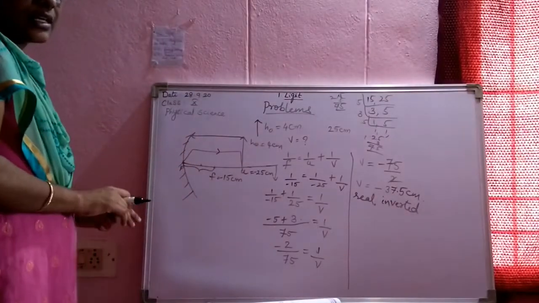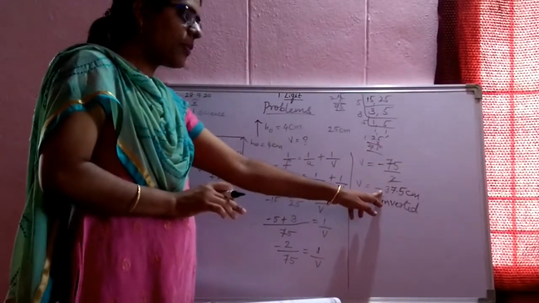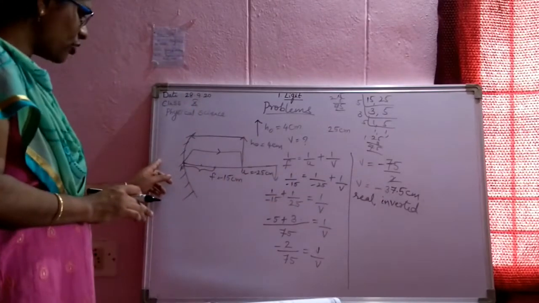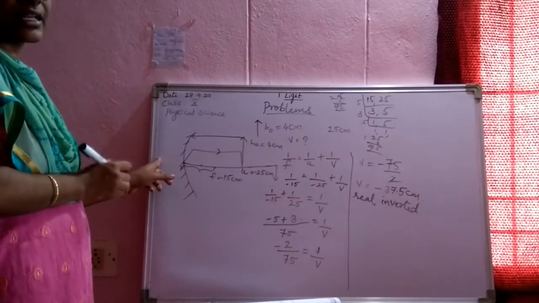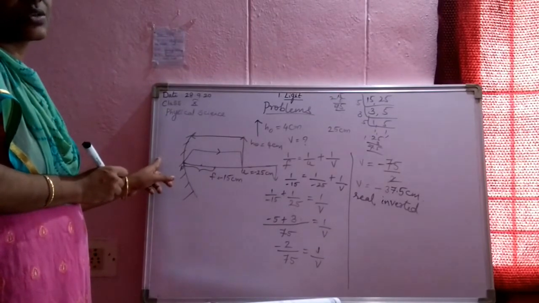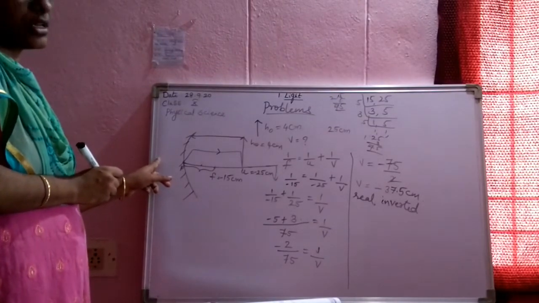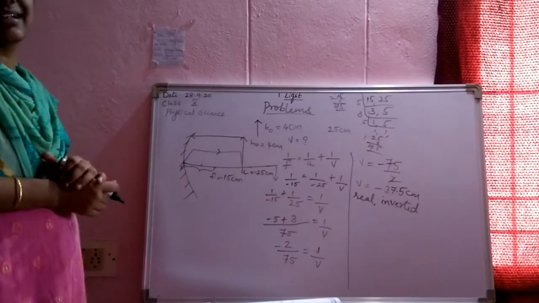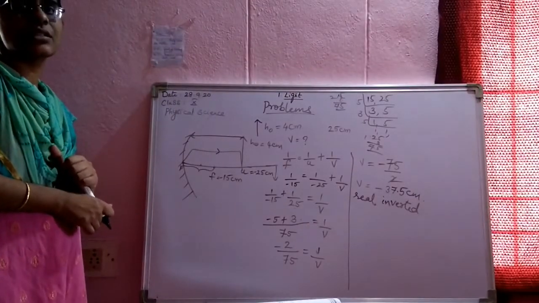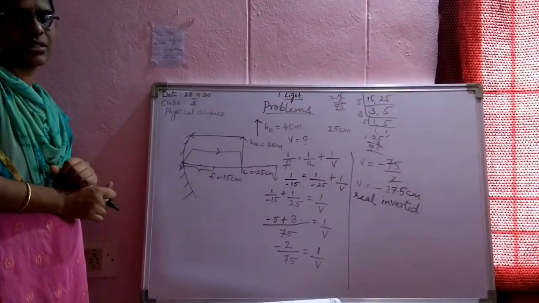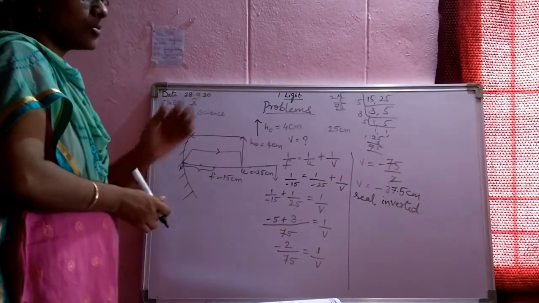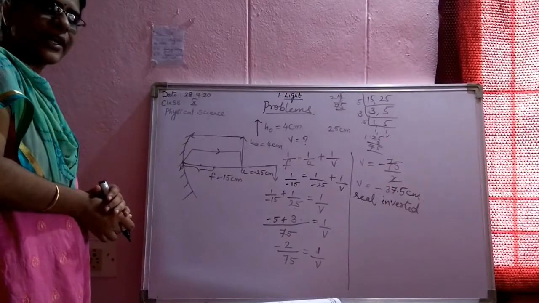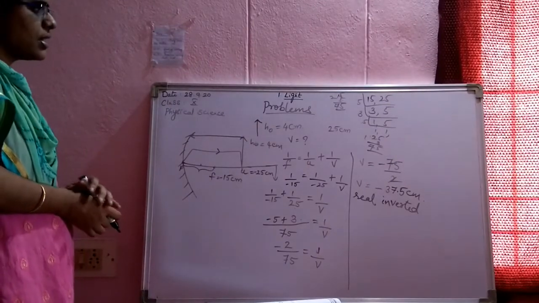Okay, children. If I get a plus, that means I am getting my image in the direction of the incident ray. If the value is plus, that means here you will be getting the image. Then we can say plus indicates the image is an erect image. What I said, erect images are always virtual images. We got the V value as minus 37.5 centimeters.